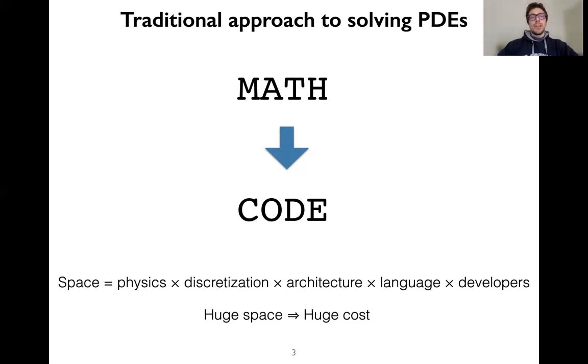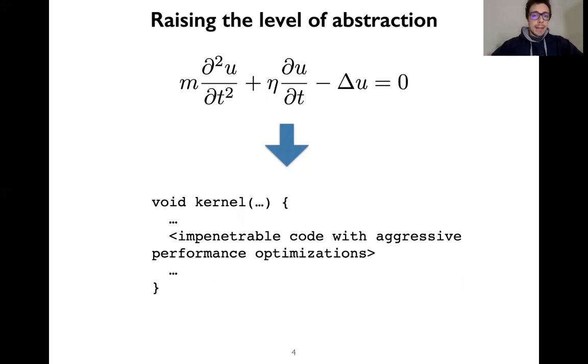So the question here is, can we do something to tackle this problem? And the answer is yes. That's exactly what we try to do with Devito. And at its core, we are not doing anything new. What we are doing is applying again the same trick that in computer science and mathematics as well has been applied over and over and over again, which is raising the level of abstraction.